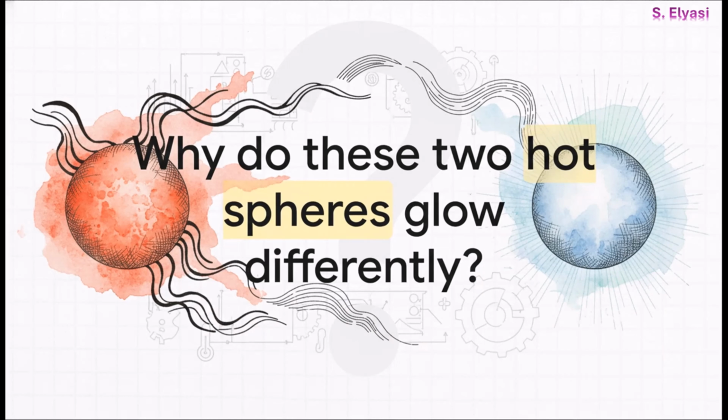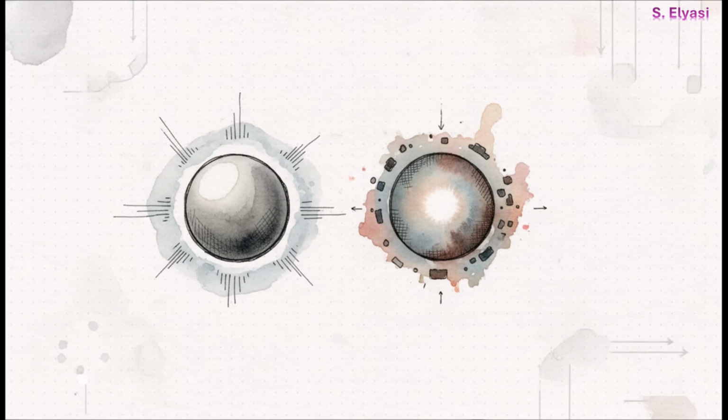Okay, so let's just jump right in with a question that, I gotta admit, completely stumped me the first time I saw it. You've got two spheres. They're both heated up until they're glowing red hot. You'd think they'd look pretty much the same, right? Well, they don't. And understanding why is the key to unlocking a really fundamental concept about how radiation works in the real world. So check this out.